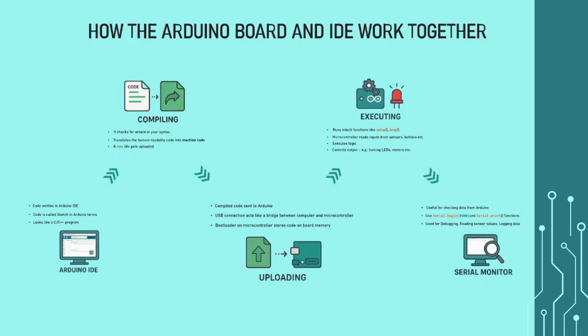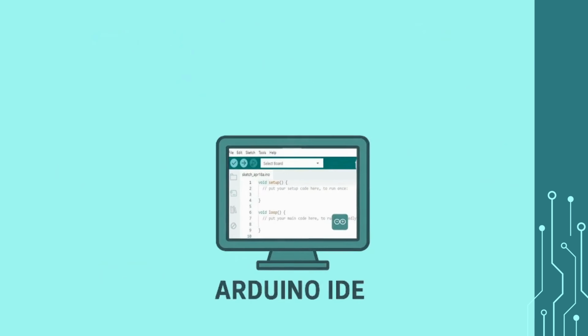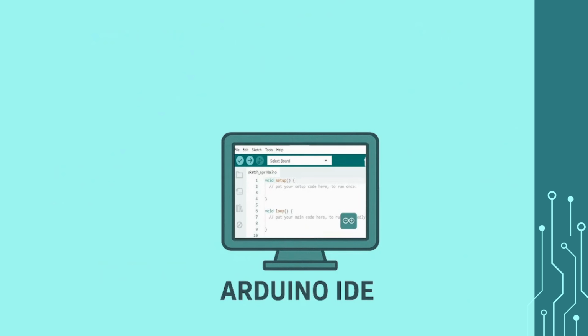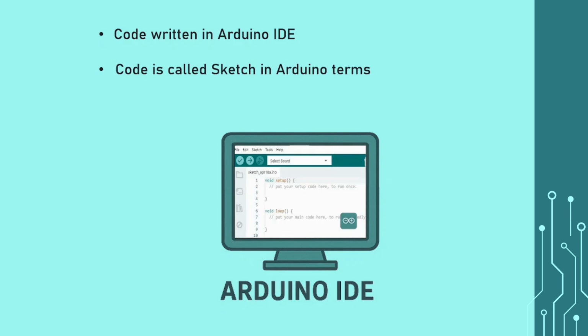As you can see in the presentation, the process flow at high end looks like this. As a first step, we write the program code, which is called a sketch in Arduino terms. Your code looks like a C or C++ program.